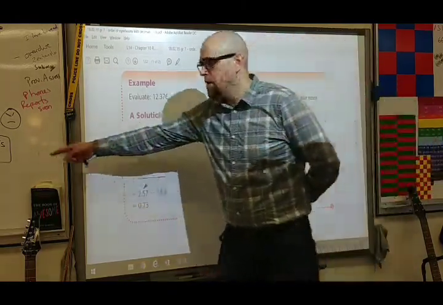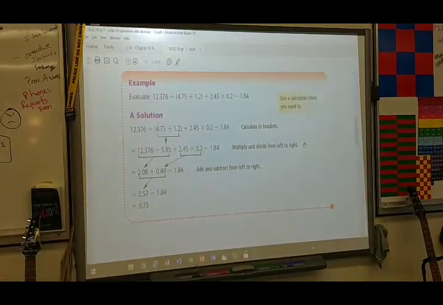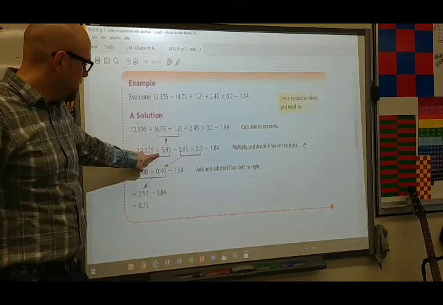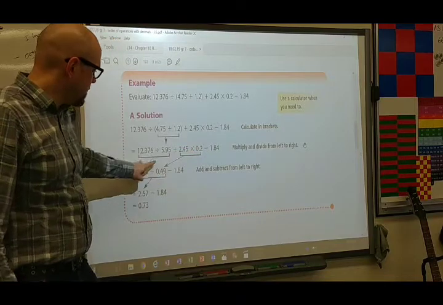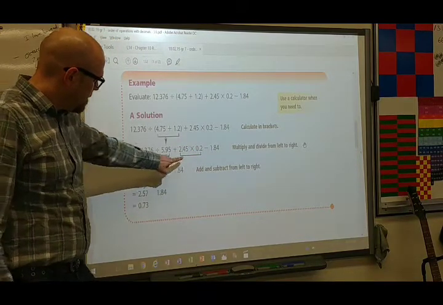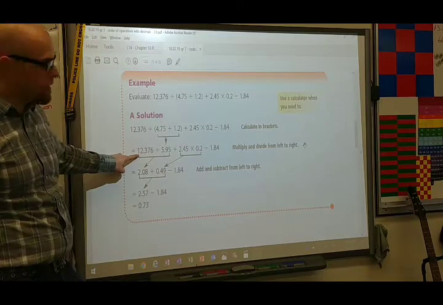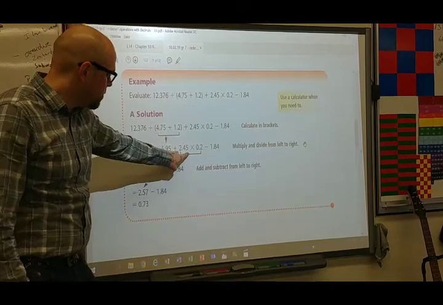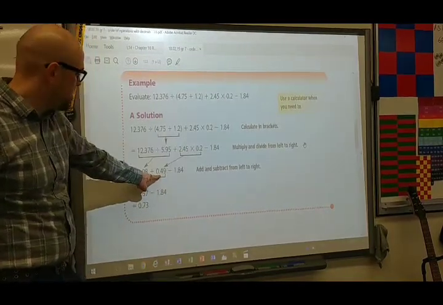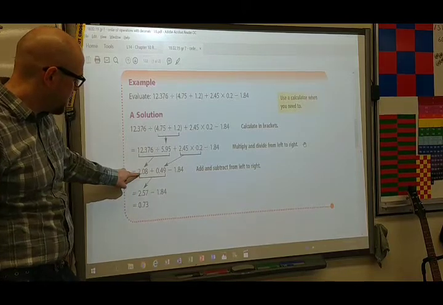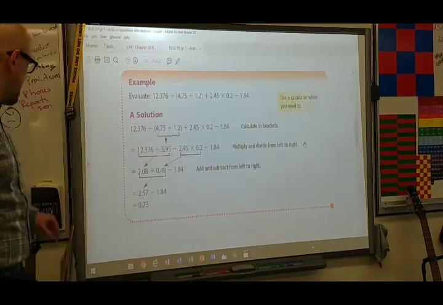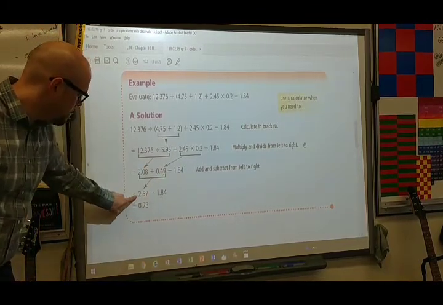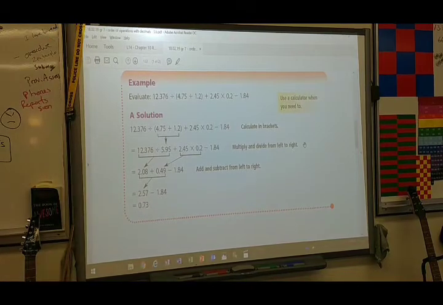Now it's step two, multiplication and division. We're once again going to go left to right. We're looking for multiplication and division. Division, multiplication. So we're bringing that down. Bringing that down. 12.376 divided by 5.95 is 2.08. 2.45 times 0.2 is 0.49. We now have a very simple thing. We've got this plus that minus that. Once again, step three, we go left to right, and we do the first thing here. Boom, left to right. That is our answer.